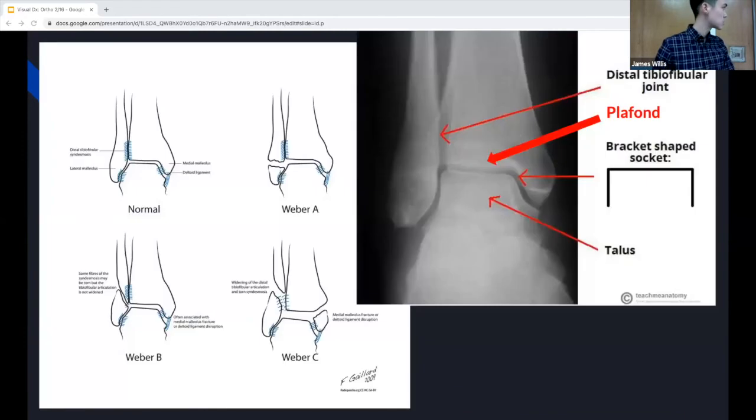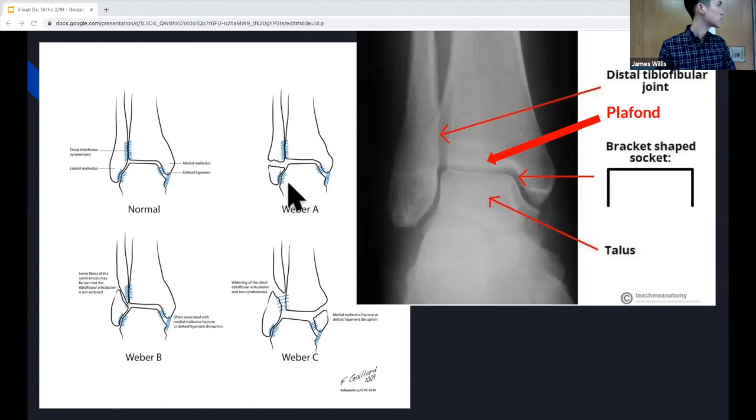The classification system is Weber A, B, and C. There are multiple classification systems; this is just one of the most popular. This is mainly based on this view, the Mortise view. The big thing we want to focus on here is the joint spaces and whether or not they're wide. This is called the plafond, and this is the talar dome. And there's all these ligaments here.